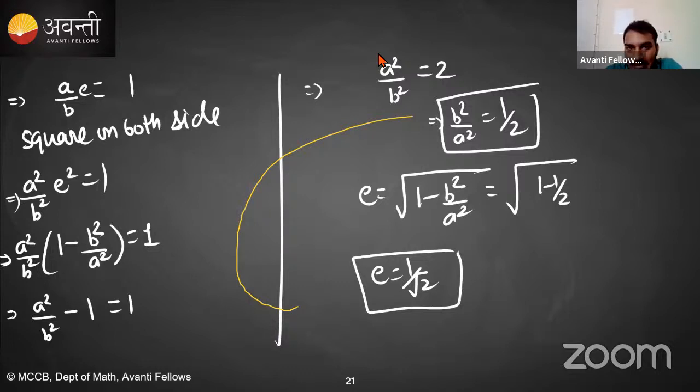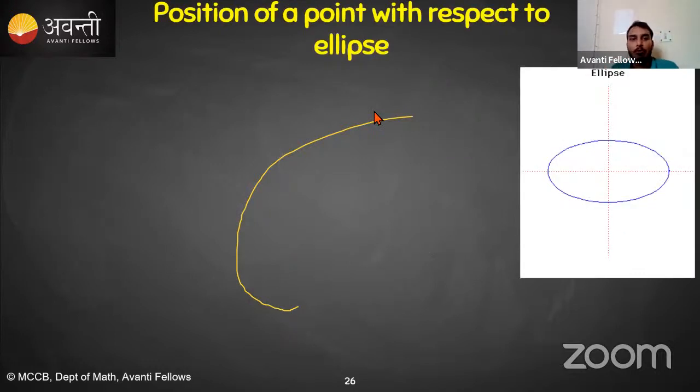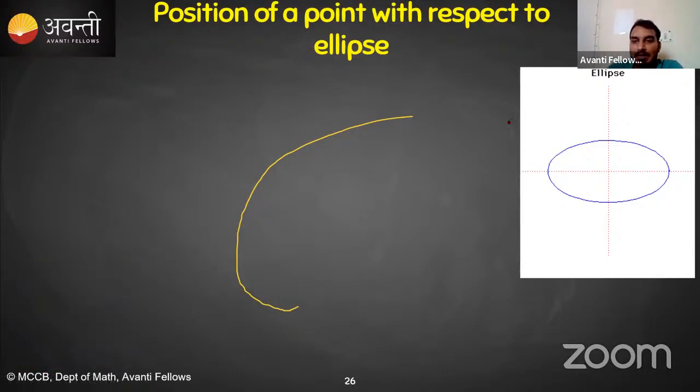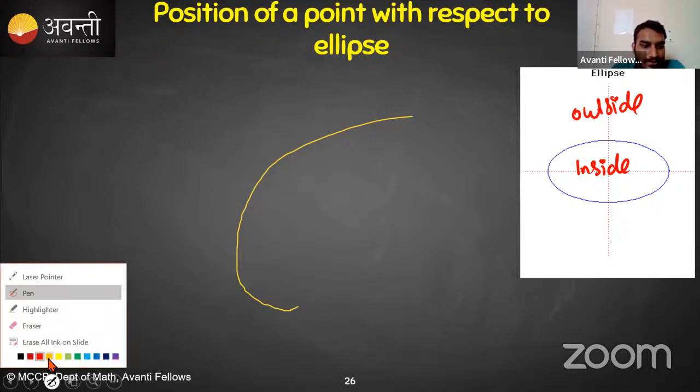Okay. If it is clear, then let's move on to the next topic, which is position of a point with respect to ellipse. Same thing we have done for the parabola and circle. Exactly same is there. Let's say point P is like this is outside. Okay. This is outside region and this is inside. Okay. And any point which is on the ellipse. Okay. Outside and inside, right?